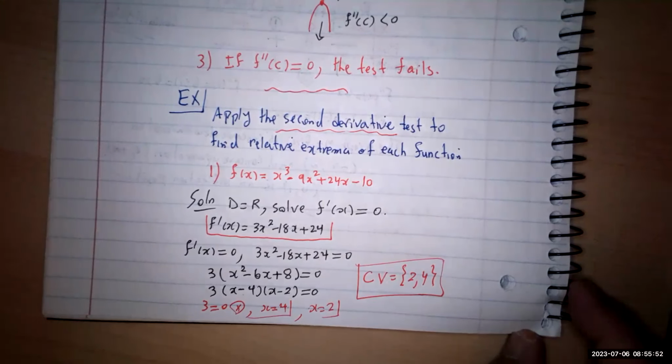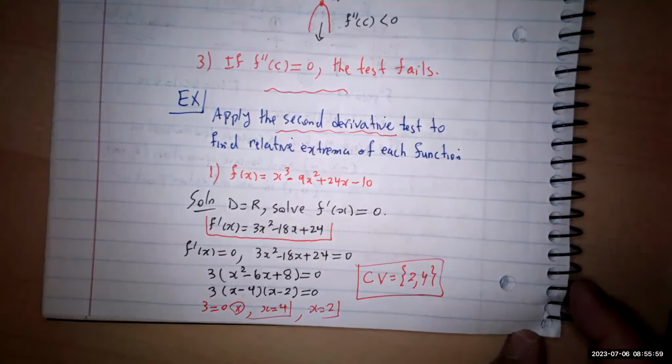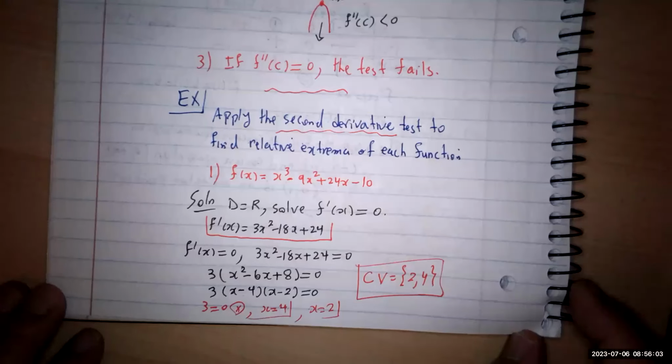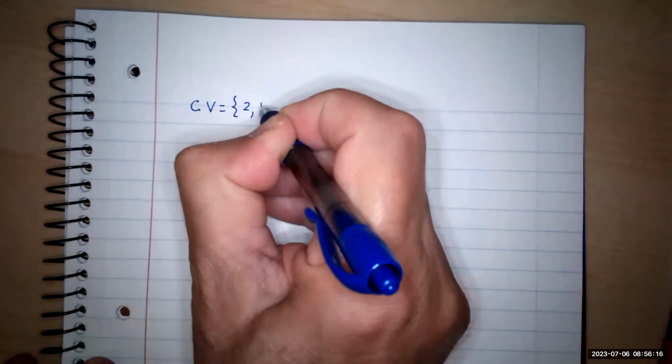Okay, so next step, you drop these back into the function to find the candidates. You know that the maximum value and minimum value are not these numbers, so you have to find them, then test them. Okay, going to the next page and continue. So the second part is going to be evaluation. I have my critical values, which are 2 and 4.